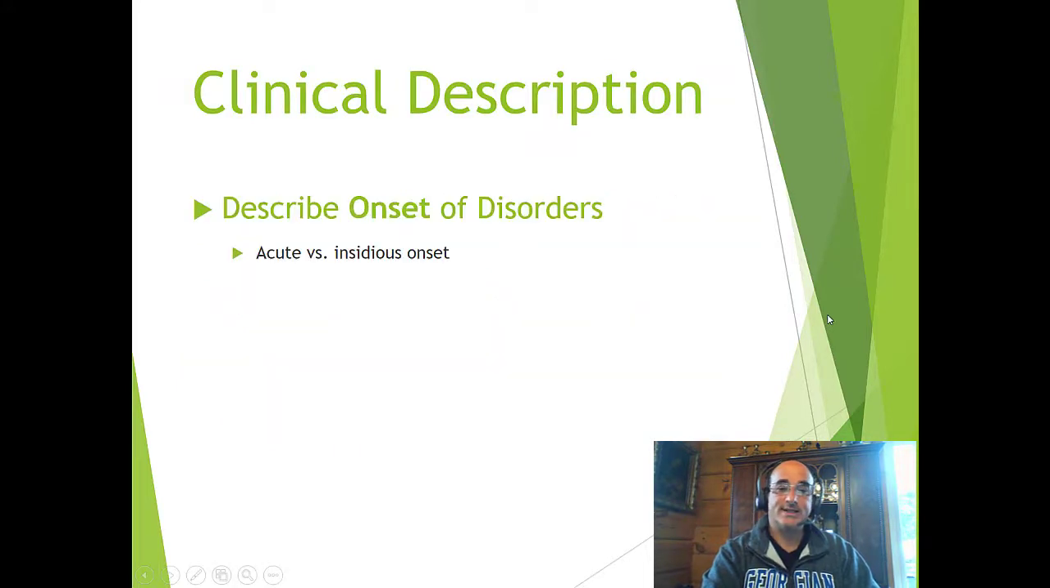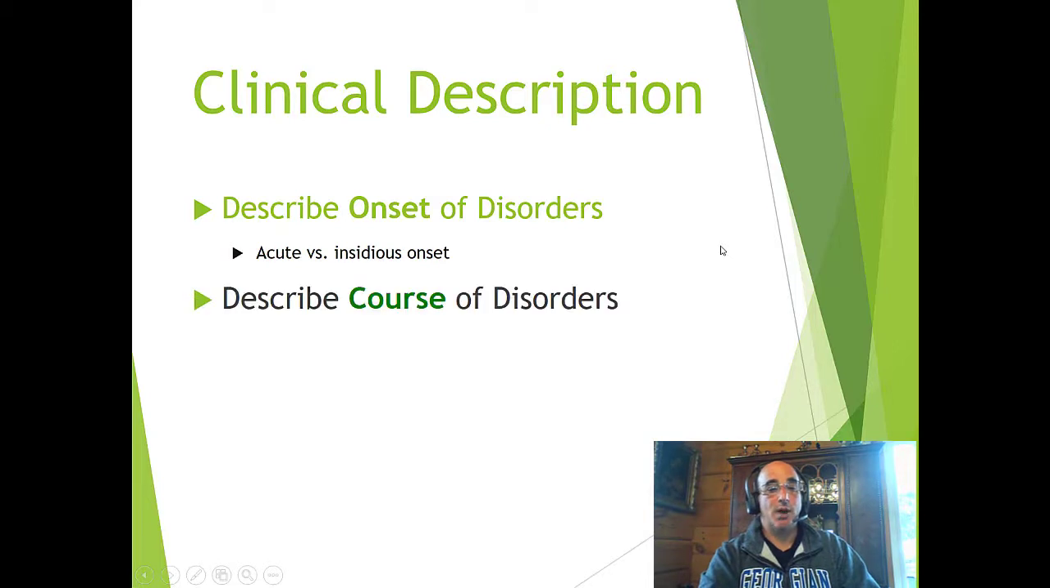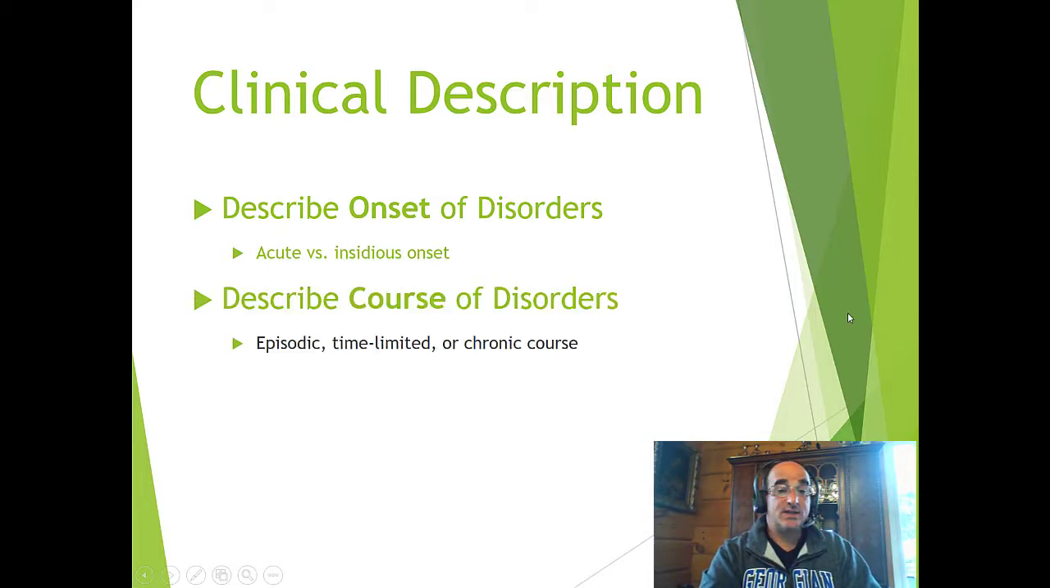We describe onsets of disorder. And when we describe onset, which is the beginning or the start or how the presenting problem occurs, we describe it from acute to insidious. Is it sudden? Is it severe? Is it a very profound beginning of anxiety? Or is it insidious? Is it occurring over time and less severe, but as it builds, it becomes challenging and problematic?